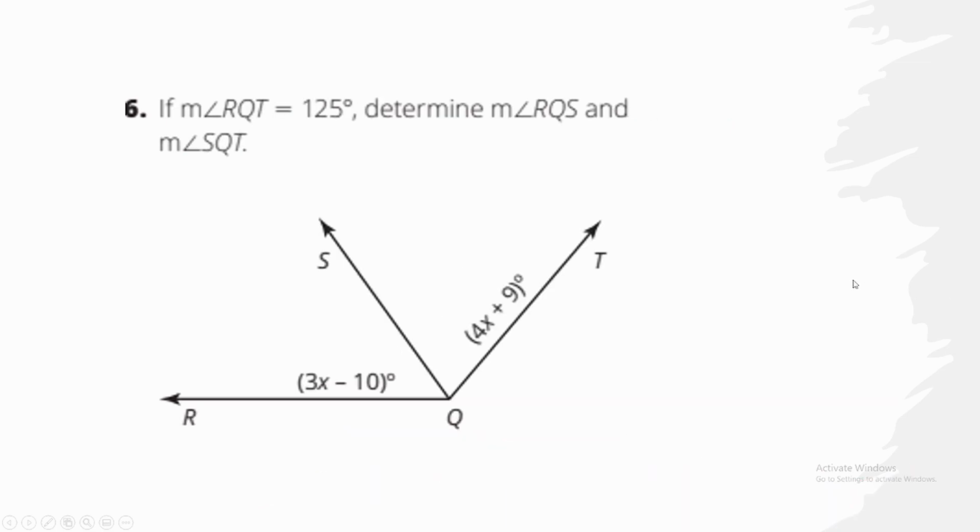So next up, now instead of having a linear pair, it's saying that our bigger angle here, RQT, is equal to 125. So if we add these two angles together, they need to equal 125. So we could say 3x minus 10 plus, because we're adding the two angles together, 4x plus 9 equals 125. Once again, combine like terms. We're doing different underlines for different terms. 3x plus 4x gives me 7x. Negative 10 plus 9 is going to leave me with a negative 1.